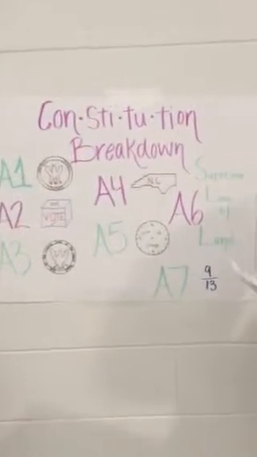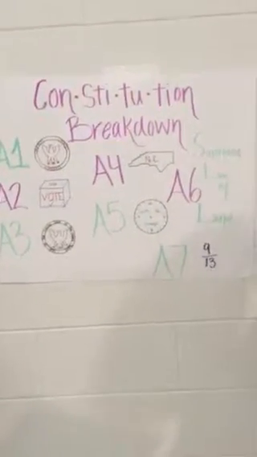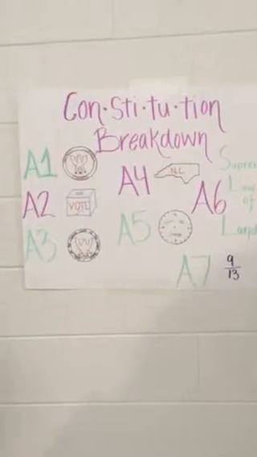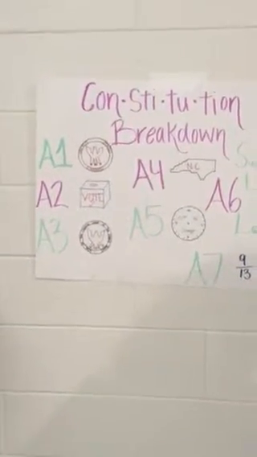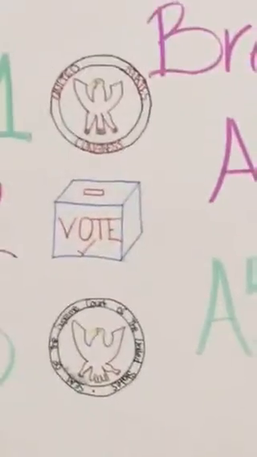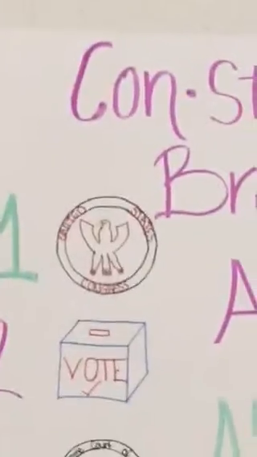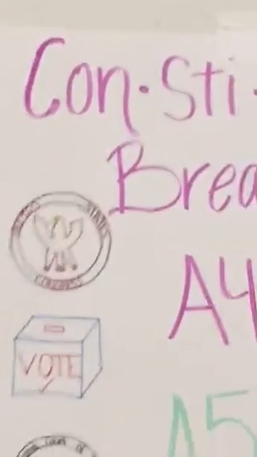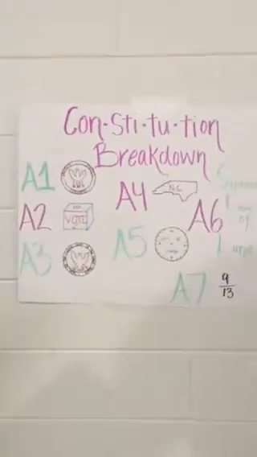Article 1 creates the legislative branch, which creates the Congress. There are two parts that make up the Congress, the Senate and the House of Representatives. Qualifications of the Senate are you must be 30 years old, a U.S. citizen for 9 years, and live in the state you represent. There are 2 senators per state, which equals 100 total. They have 6-year terms.